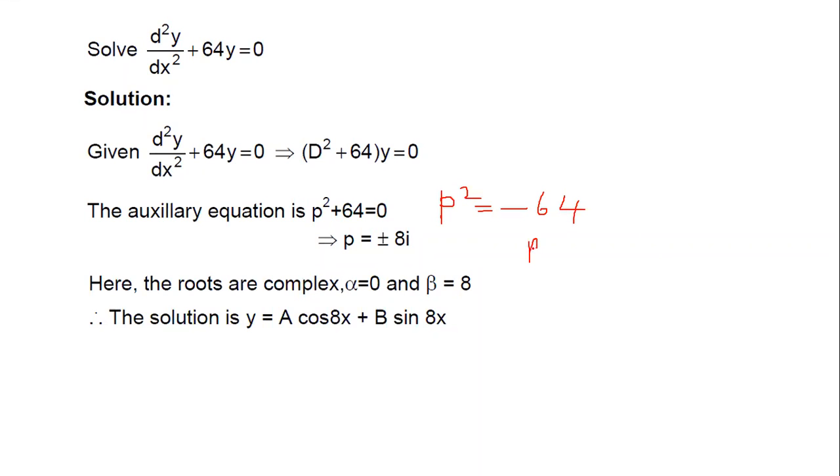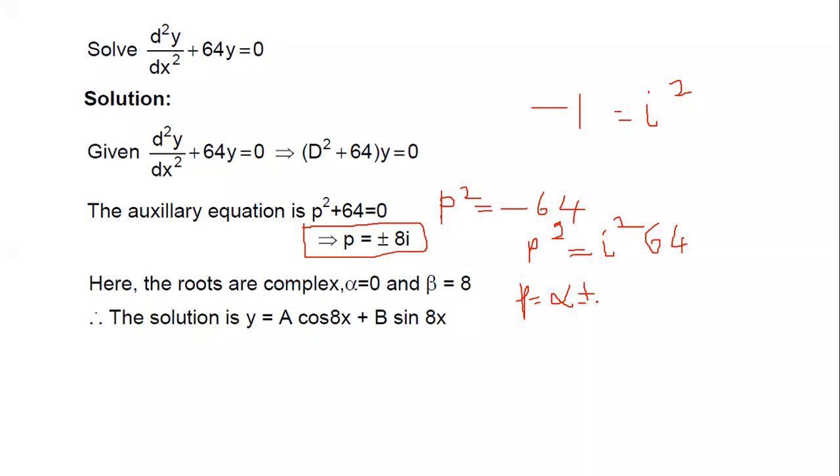So that means p square equal to, we know that minus 1 equal to i square. Therefore, if you substitute that i square here, 64, then p equal to plus or minus 8i. Therefore, this solution is complex. It is in the format of alpha plus or minus i beta, p equal to alpha plus or minus i beta, where alpha is 0 and beta equal to 8.